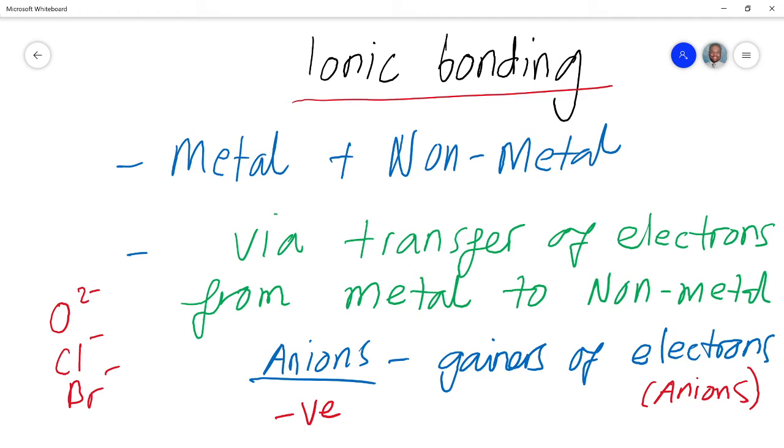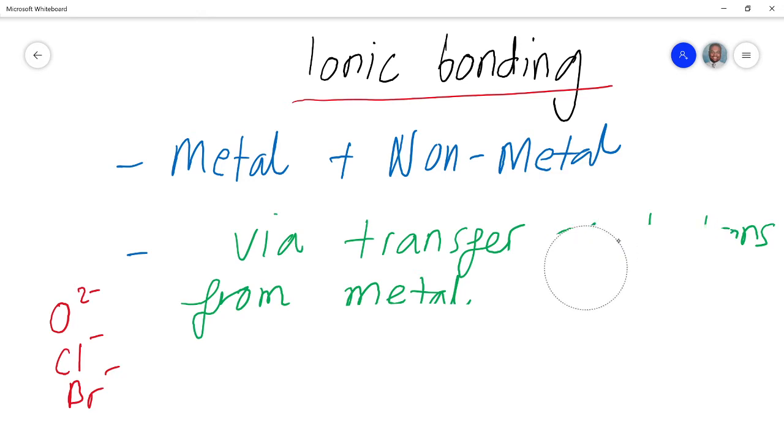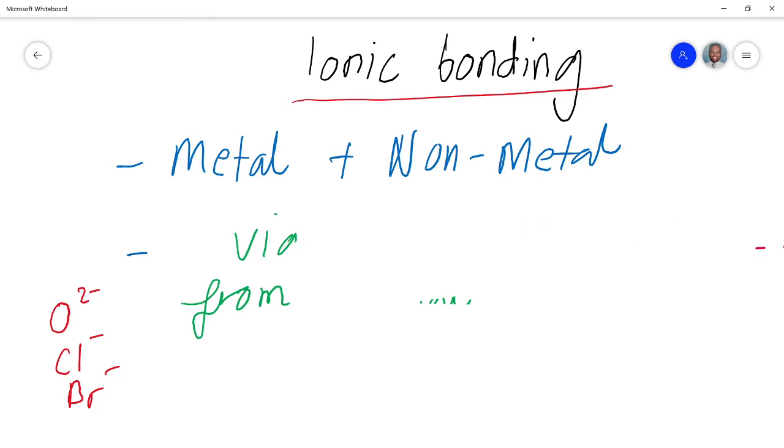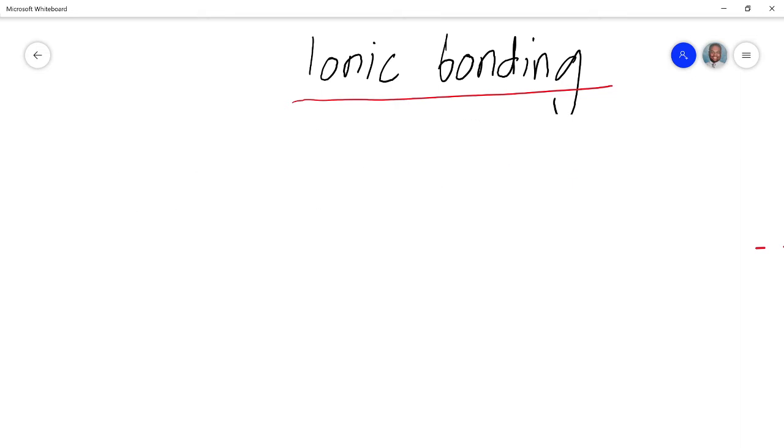Now let's look at how ionic bonding takes place in a compound, say sodium chloride. We're not going to be talking about the properties, that's reserved for another session, but I'm going to give you an example of how ionic bonding takes place. Let's look at sodium chloride as a simple example. The word formula is sodium chloride, and the chemical formula is NaCl.